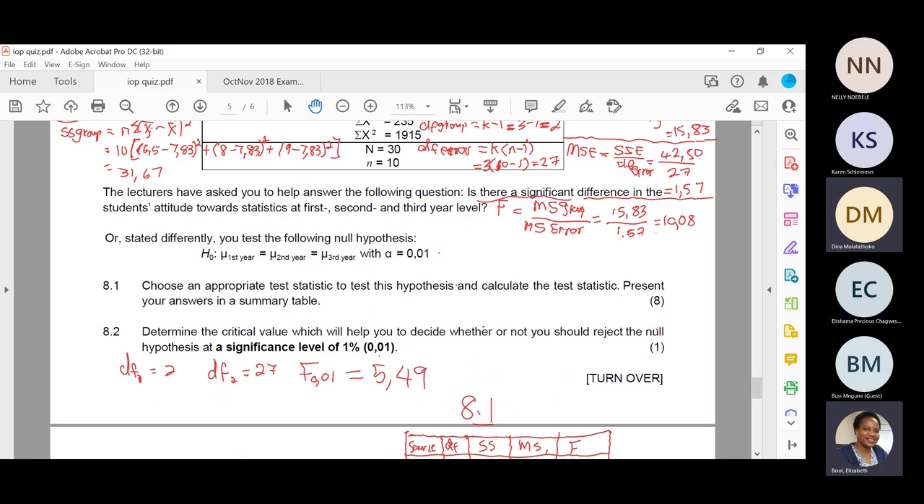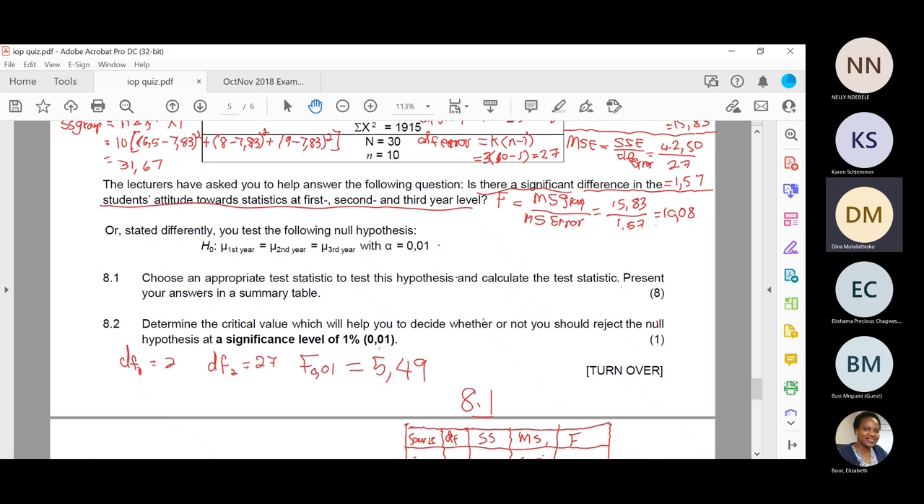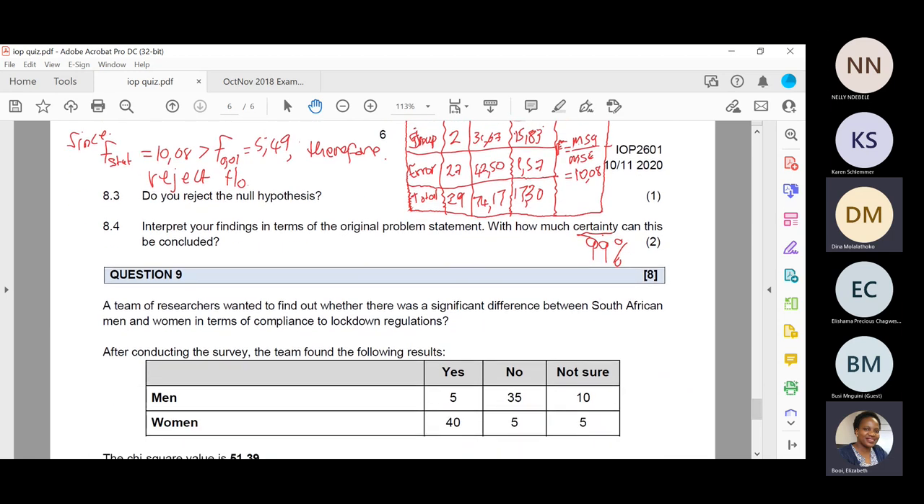Yes, you guys repeat this whole statement. Just repeat it. There is a significant difference in the attitude of students towards statistics at first, second, and third year level. This can be concluded with 99% certainty. Yes. And that will give you 2 marks. As long as you can mention 99 and you can refer back to that statement, you get 2 marks for that.